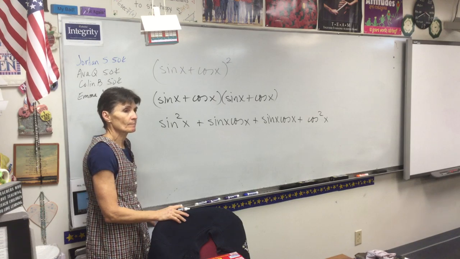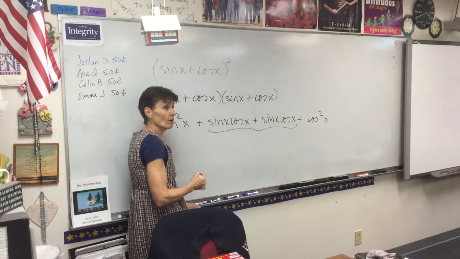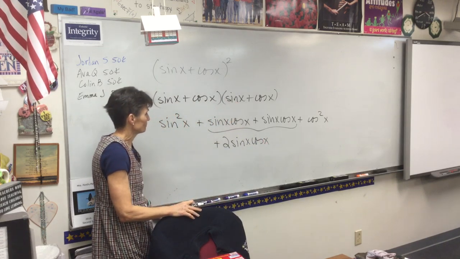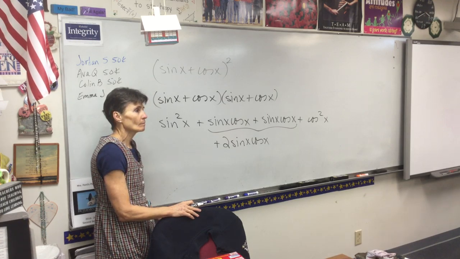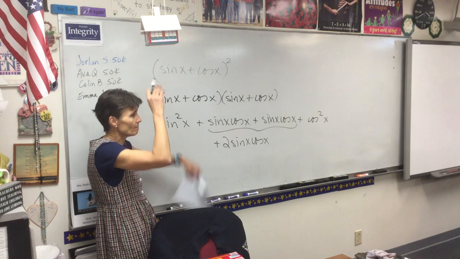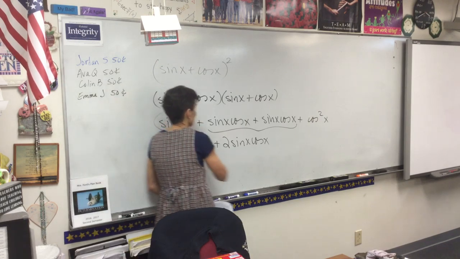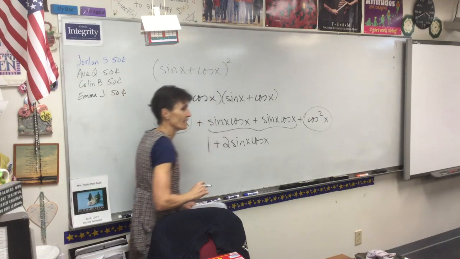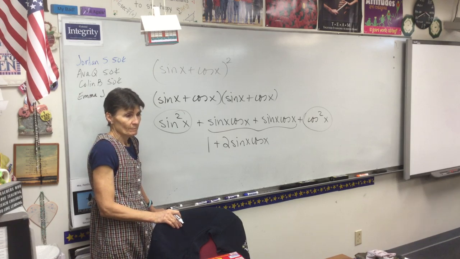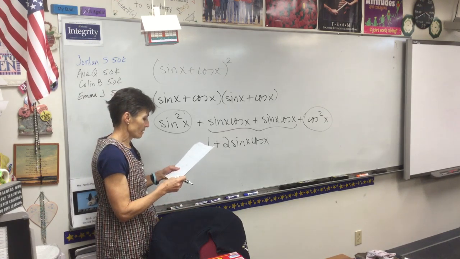Do you notice anything? Oh, I don't think these cancel, do they? They add though. So it'd be 2 sine x cosine x. Yep, they add together. They're like terms. Bing, bing, bing, bing, bing, light bulbs going off, fireworks. What's sine squared plus cosine squared? 1. These two just add together and make a 1. And we're done. There's nothing else to do, in terms of simplifying.